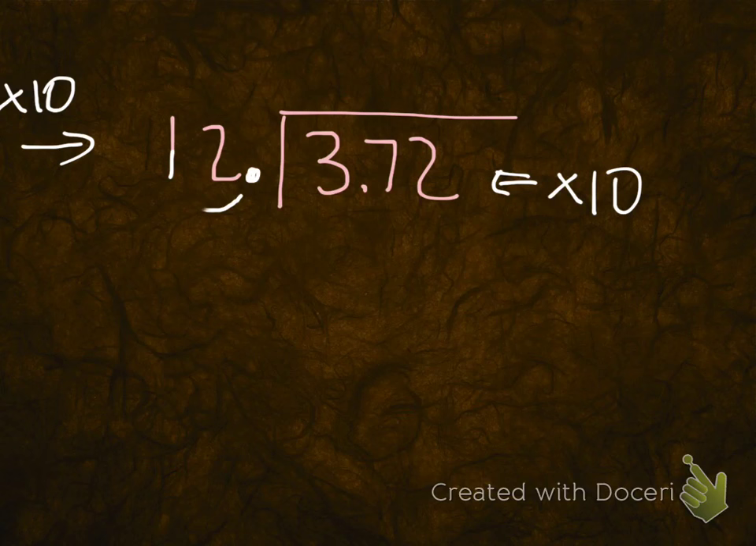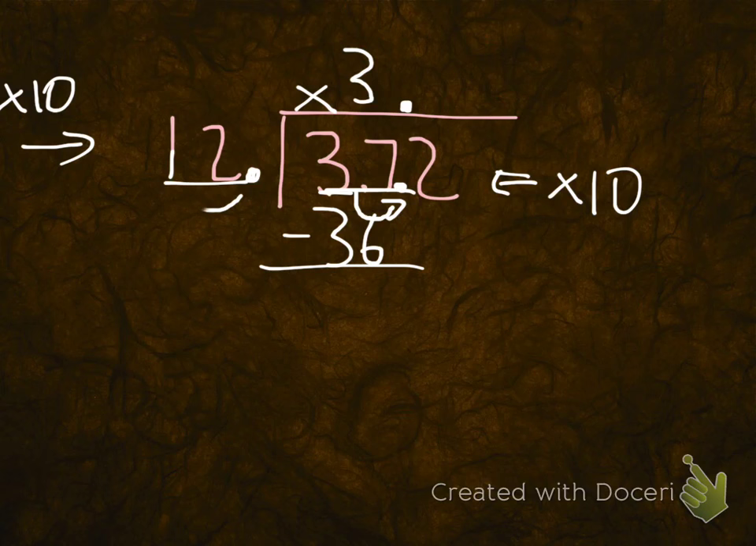Now, since I multiplied the divisor by 10, I know I also have to multiply the dividend by 10. When I multiply this dividend by 10, that decimal moves over one place, as it did in the divisor. Now that that decimal has moved over one place, I raise that decimal straight up, and I would divide like I normally would. If I have 3 10s being divided into 12 groups, I'm not able to do that. But if I have 37 1s divided into 12 groups, I could put 3 in each group.